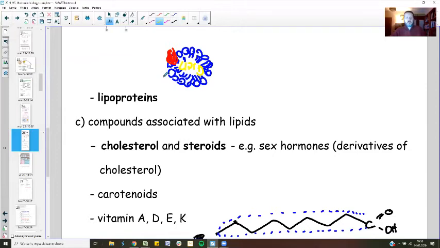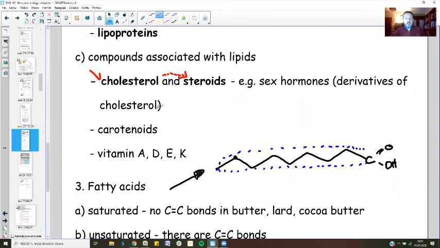There is also an additional group, compounds associated with lipids, and here the variety of substances is, I think, the largest, because here we have cholesterol and its derivatives, so compounds which are made on the basis of cholesterol. I mean the steroids, such as steroid hormones like testosterone, progesterone, and estrogen. The carotenoids, the additional pigments, we call them accessory pigments in plants, responsible for aiding chlorophyll in capturing light.